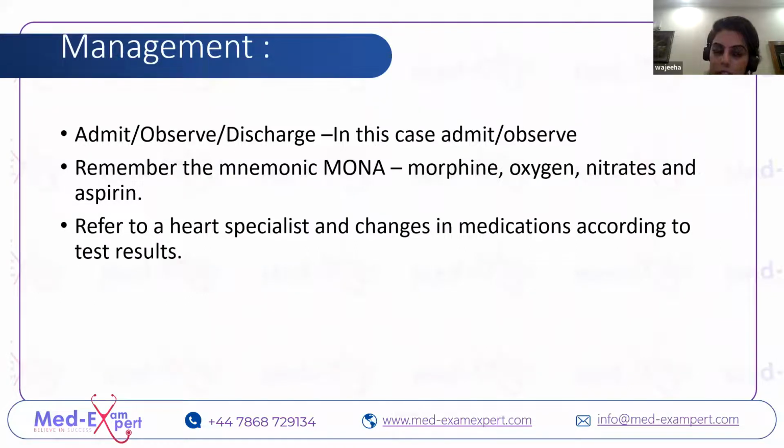I'll page my seniors on board and see if there is anything else to be done. And once you're stable and once you're going to be fine, we will refer you to a heart specialist for further medications and change in medications according to the test results. Do you have any concerns so far, Mr. John?